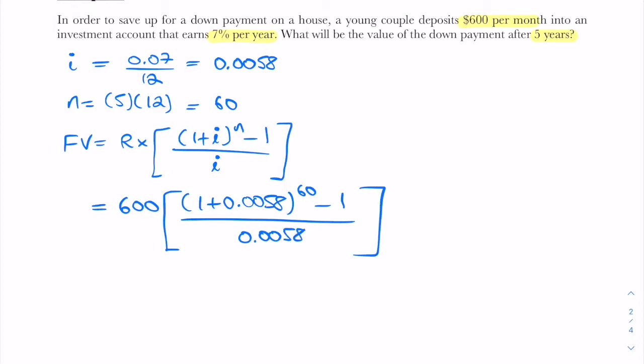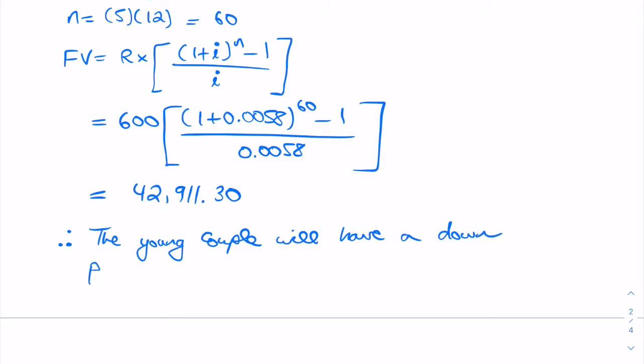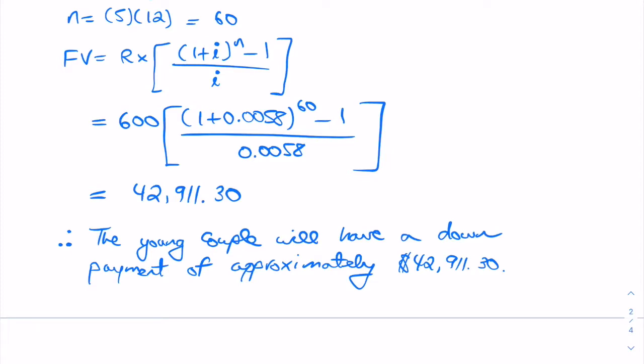All right, this is a job for your calculator once again. Follow the same steps I've outlined in example 1, and you should get a future value of $42,911.30, which is a pretty respectable down payment. All right, and that wraps up future value annuities.